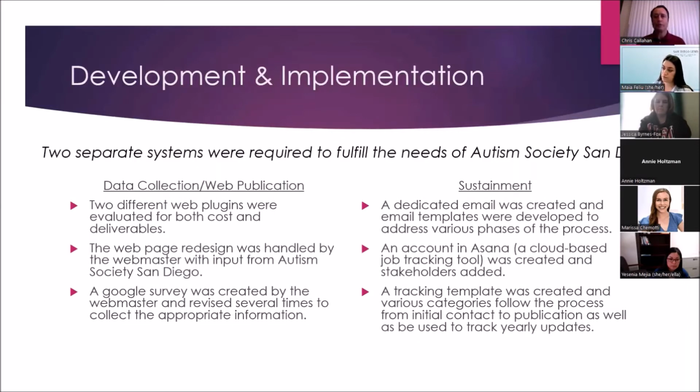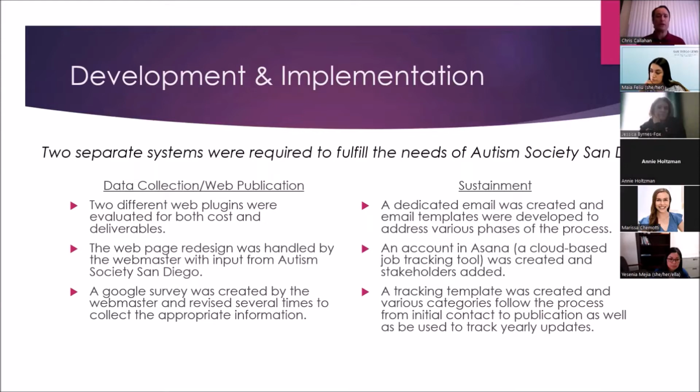So in the development and implementation of this process, it also took form in kind of a two-fork or two-system approach. The first was the data collection and the web publication needs. Our webmaster, Michelle Talbot, actually provided two different plugins that we sampled and looked at, decided which would be the best fit for the agency. And then she redesigned the page for us with input from stakeholders, myself, and other members of the Autism Society.